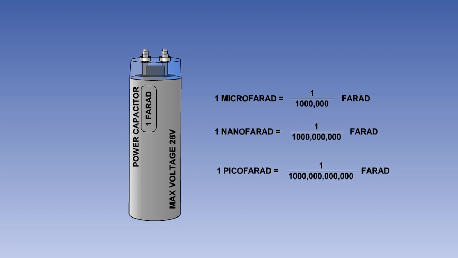Capacitors are also rated by their working voltage. This is the largest DC or peak AC voltage which can be applied across the capacitor. It is usually marked on the case of the capacitor, and if it is exceeded, the dielectric may break down, permanently damaging the capacitor.